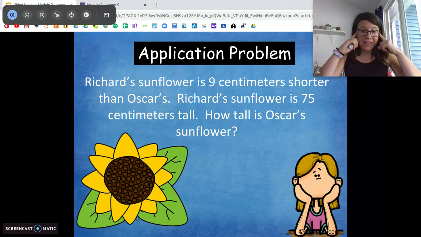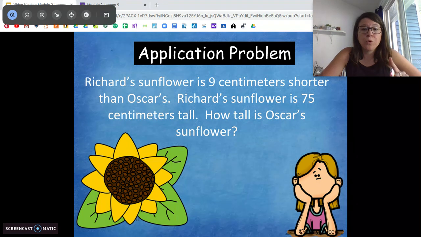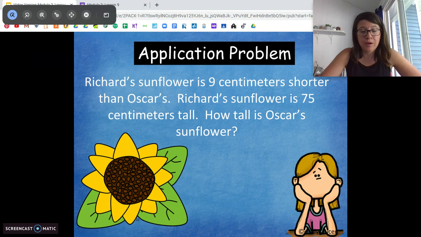I want you to think, and find somebody at home to talk to, and talk about whose sunflower is shorter. Whose sunflower is the shorter sunflower? And how do you know? Go. What do you think?